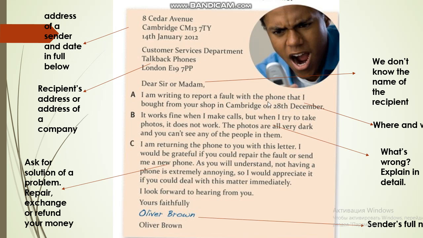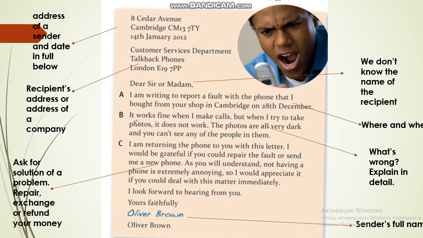So you can see here that our item is phone. Where I bought it? I bought it from your shop in Cambridge. When it was bought? On 28th of December. So now look at the main body, main paragraph here. Here we should explain our problem in detail. It works fine when I make calls, but when I try to take photos, it doesn't work. The photos are all very dark and you can't see any of the people in them. So from this paragraph, we understand that there is a problem with the camera of the phone, and I explained it in detail.